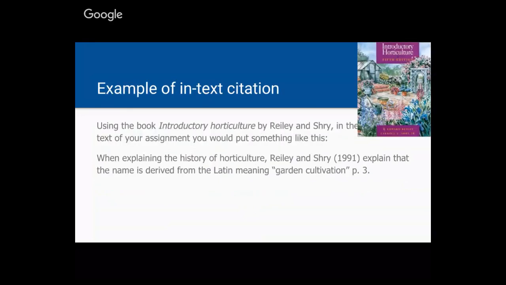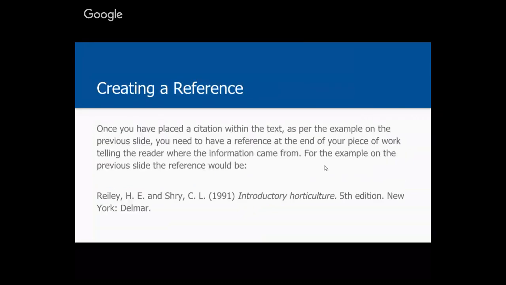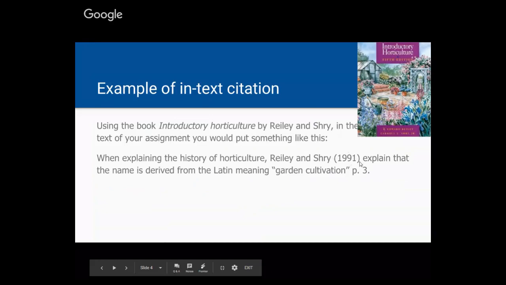So this is an example of an in-text citation from a book called Introduction to Horticulture by Riley and Schrey. So the main things that you'll see is the authors, Riley and Schrey, (1991). Explain that the name is derived from the Latin meaning garden cultivation, and garden cultivation is exactly as it appears in the text, so it's got quotation marks and a page number.